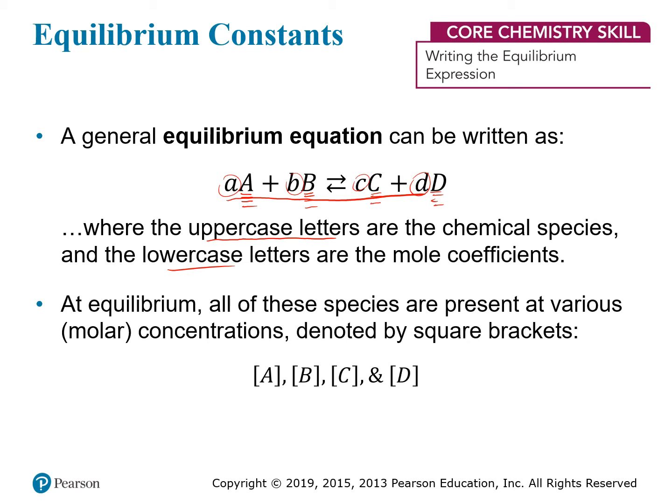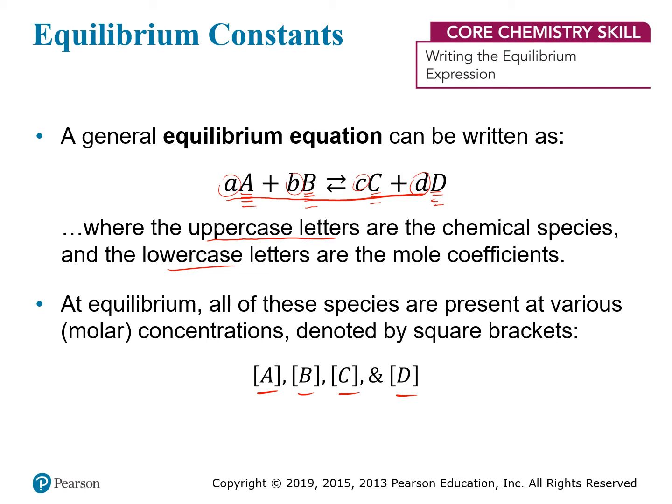A and B react to form C and D, but C and D can also react together to reform A and B. So at equilibrium, you have A and B forming C and D forming A and B, all of these together, and so you have some concentration of each of these substances, okay?